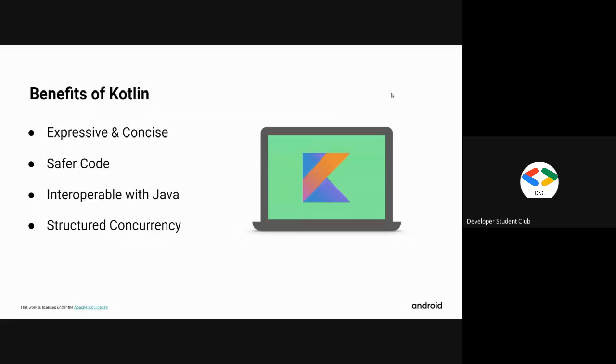Then it is interoperable with Java. If you have a total Android app made in Java and now you need to add some Kotlin into it, you can easily do that. So in an Android app, you can actually have a mixture of both Java and Kotlin. Next, it has structured concurrency. What this means is it makes background task management easier. Background task management is like if you have to access data from the internet or make some network calls. That is complex in an Android app, but Kotlin makes it really easier for you.